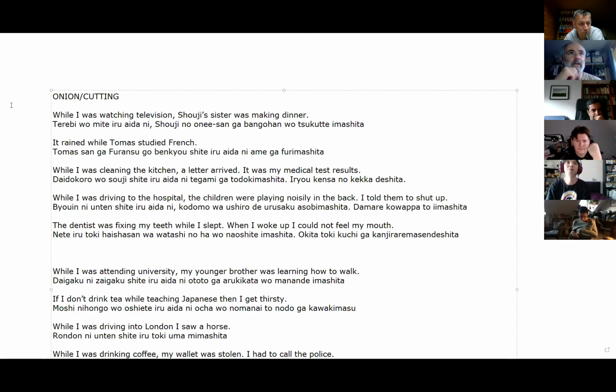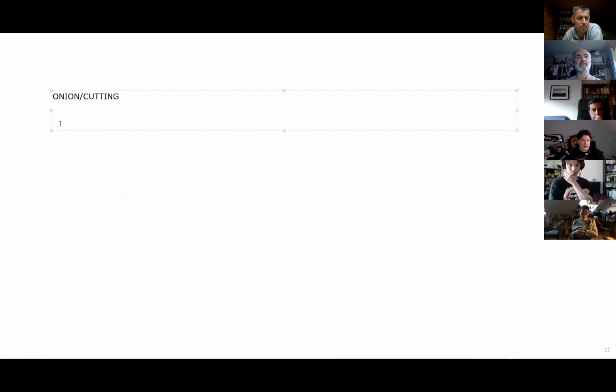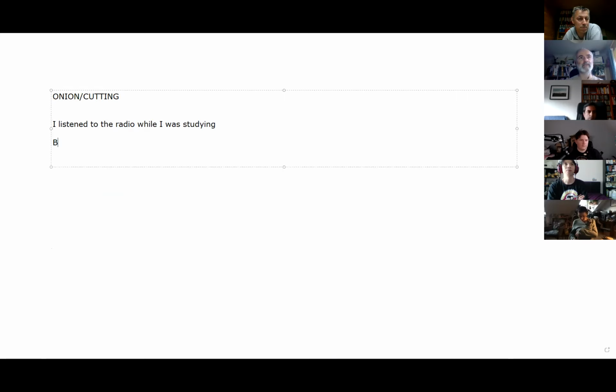Okay. Last thing I just want to go over is the order of nagara. Which verb comes first? And we've got a really good example to help with this. So let's do an example. I listened to the radio while I was studying. So for example, I might say, Benkyou shinagara radio o kikimashita. Or I might say, radio o kikinagara benkyou shimashita.